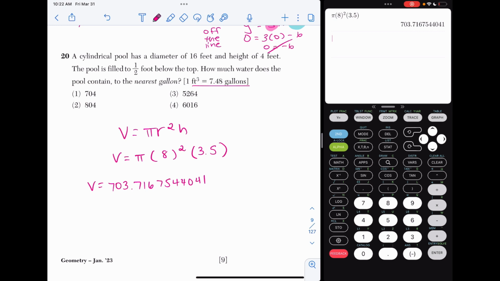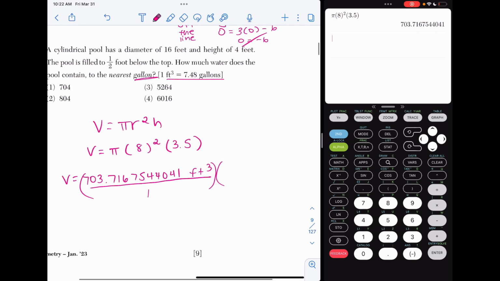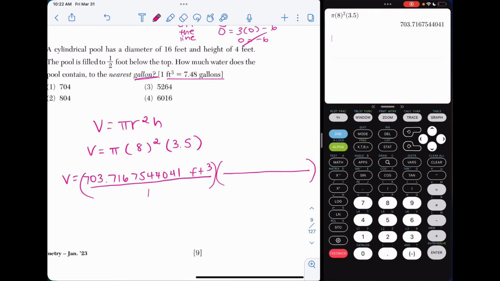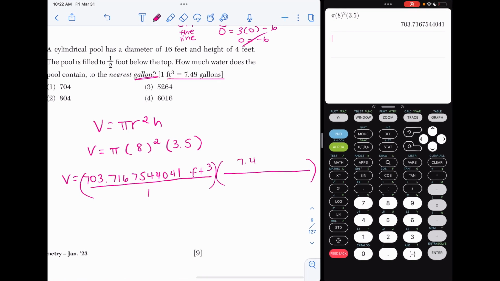And you might say, well, wait, I am at the end. It's choice 1. Well, this unit right here is cubic feet. The problem is asking us about gallons, so I do have to do a conversion here. In order to convert this, I'm just going to put this all over 1. And I am going to multiply by that conversion rate. So I'm going to do 7.48 gallons over 1 cubic foot.